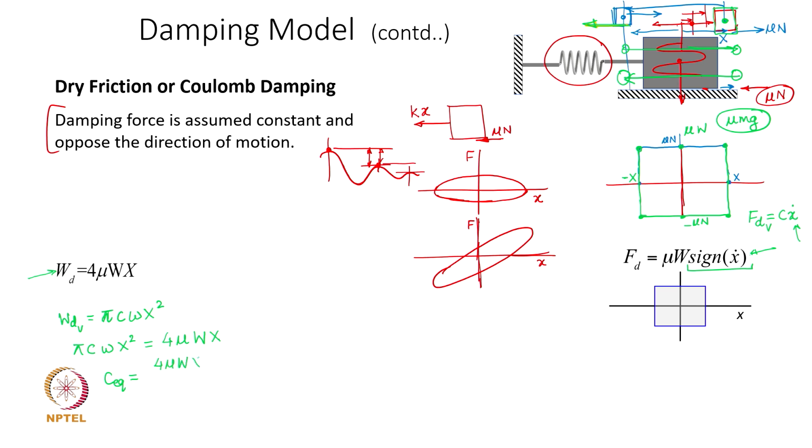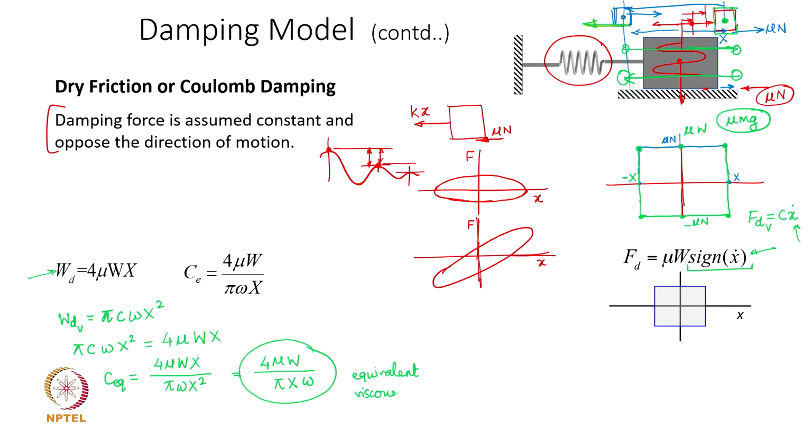In this case this is simply going to be pi omega x square, which basically gives me the expression 4 mu W upon pi into x. So, this expression is an equivalent viscous damping coefficient.